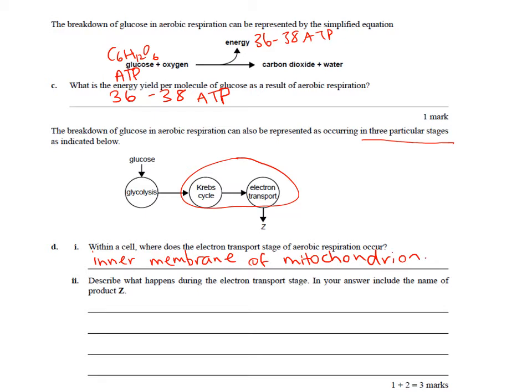Part 2, describe what happens. So you need to explain a process here. Describe what happens during the electron transport stage. In your answer, include the name of product Z. So I'm going to give you a second to think about what you think product Z is. Remember, glucose came into glycolysis. What could product Z be? What is an output of the electron transport chain?